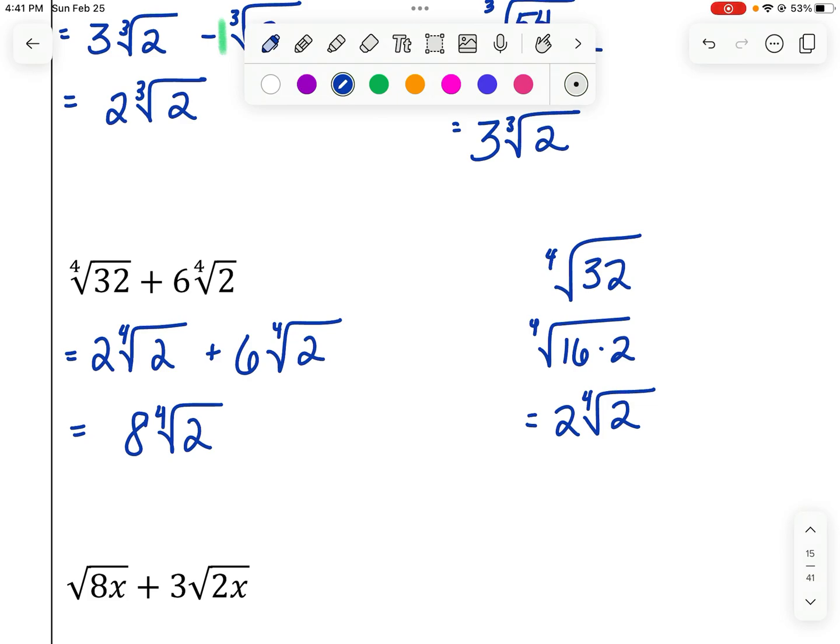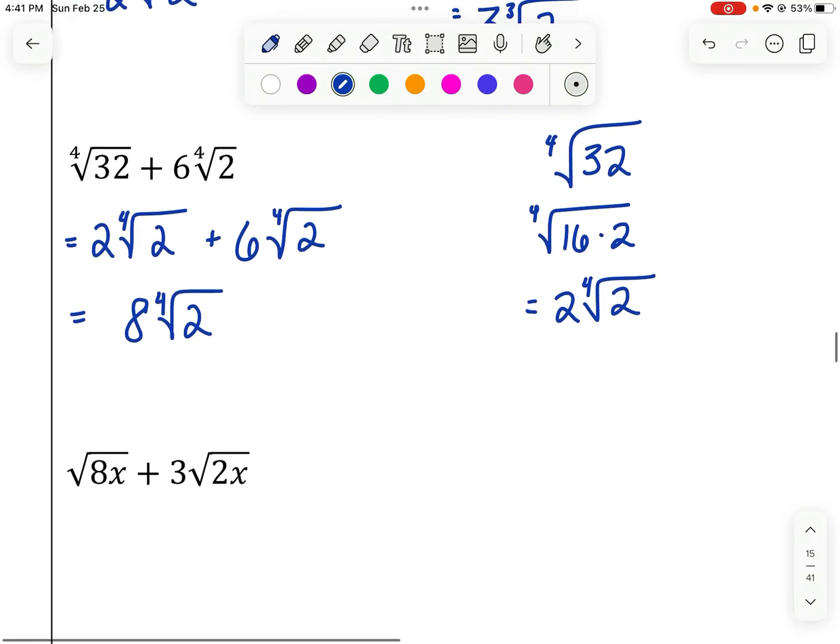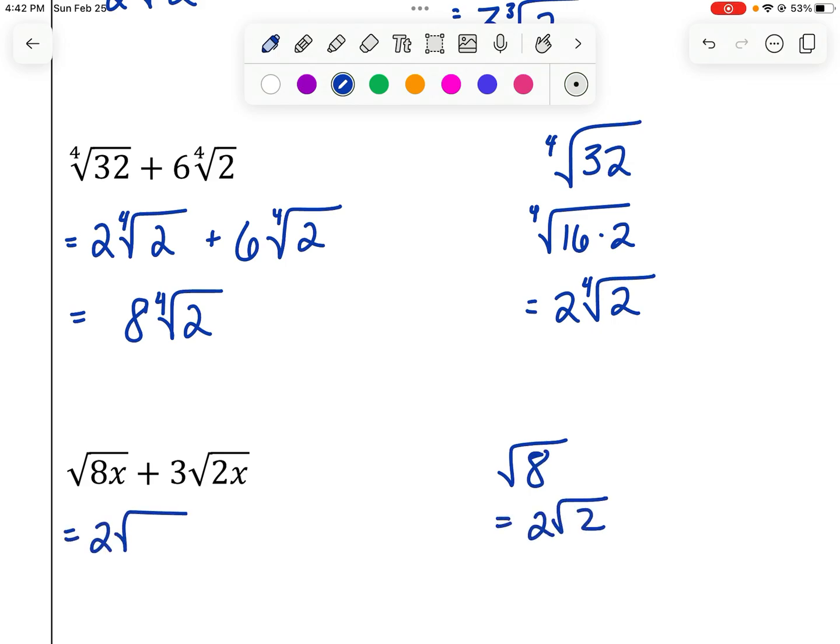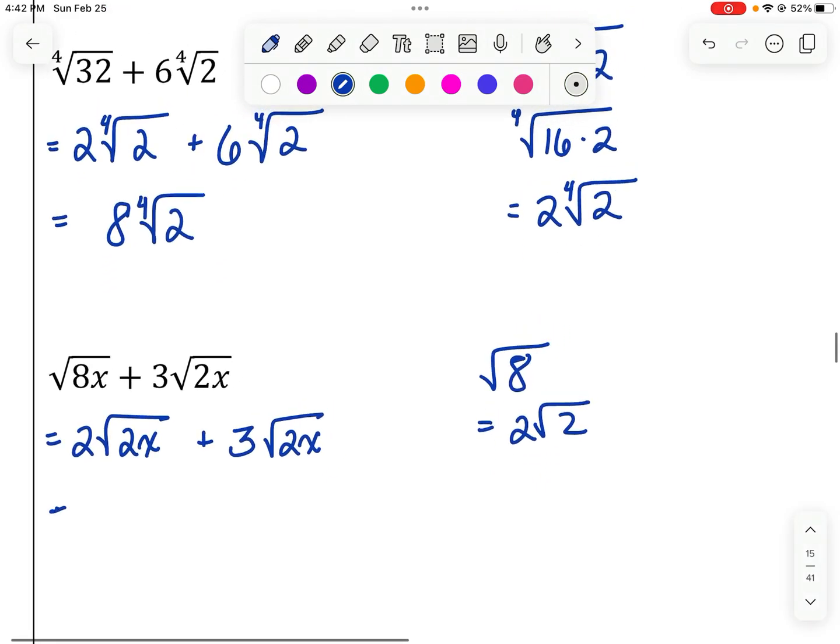Remember, the index and the radicand do not change. Let's look at the next one. Here I have the square root of 8. You know, hopefully by now, that the square root of 8 is equal to 2 root 2. So this leaves us with 2 root 2x, because the x we can't take the square root of, plus 3 root 2x. We have the same index of 2, that's understood to be there, and we have the same radicand of 2x. So we end up with 5 root 2x when we combine like terms.